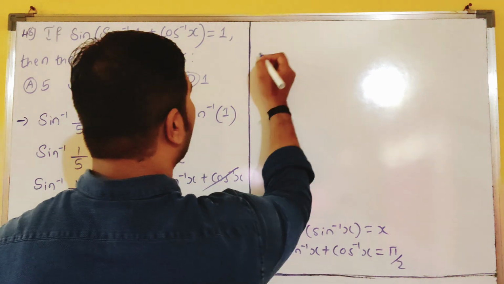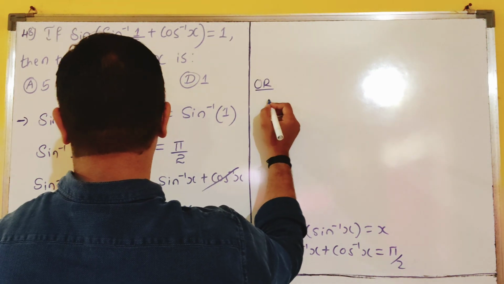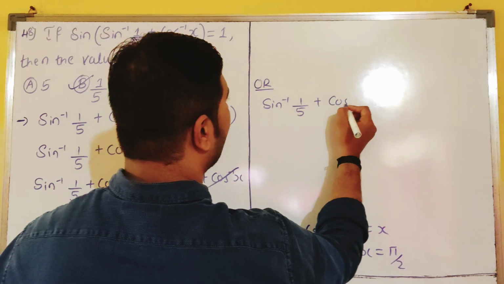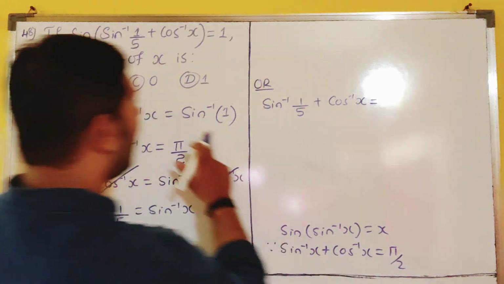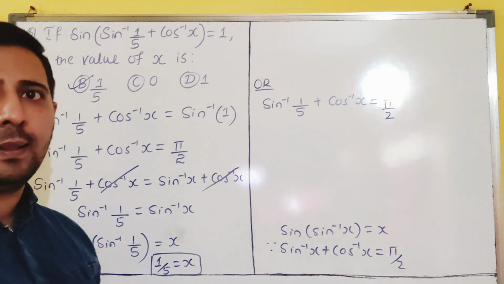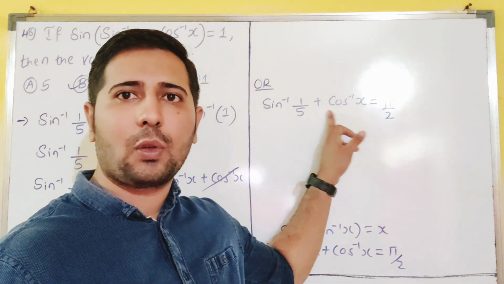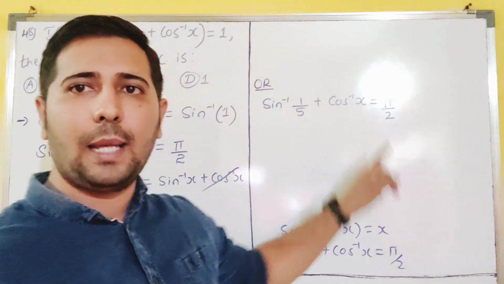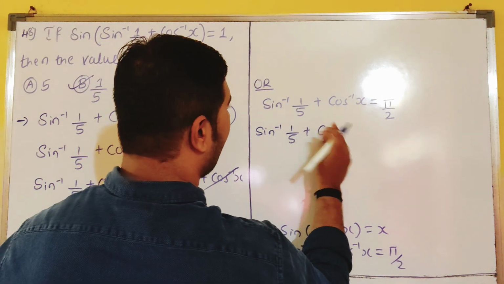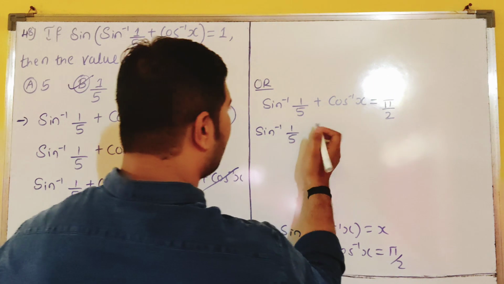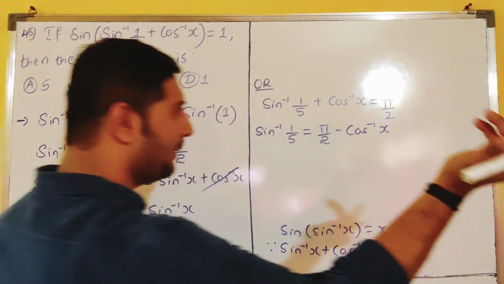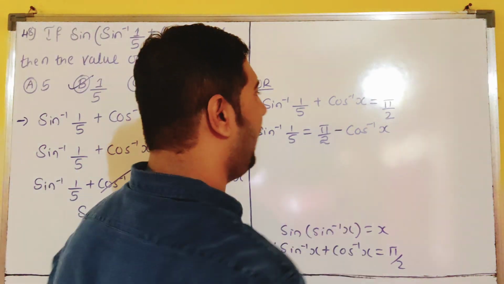Another method is what? Some of the teachers may solve like this also. I will show both the methods. Sine inverse 1 by 5 plus cos inverse x is equal to sine inverse 1. How we will write? That is pi by 2. Yes, sine inverse 1 by 5 plus cos inverse x is equal to pi by 2. Both the methods I can say, so you should not feel that it has not been taught. This is for students only, for the students, by the students, to the students. Democracy is there here.